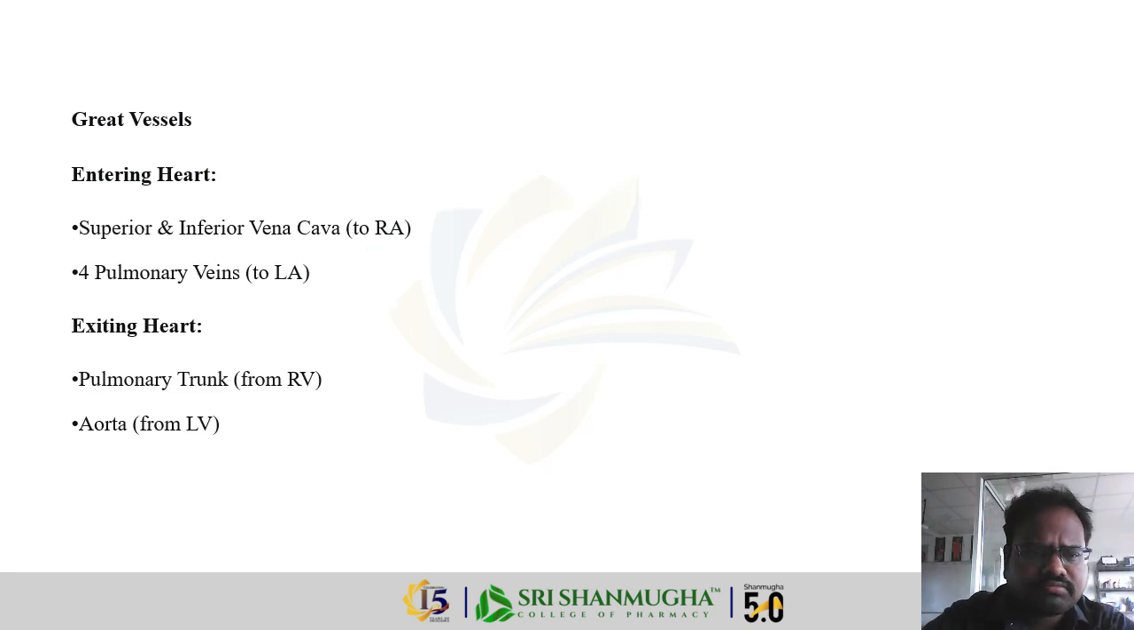Then the great vessels. These are some of the vessels already mentioned, that is, the superior and inferior vena cava, and we already saw the four pulmonary veins. Then the vessels exiting the heart, that is the pulmonary trunk and the aorta. These are some of the big vessels around the heart.